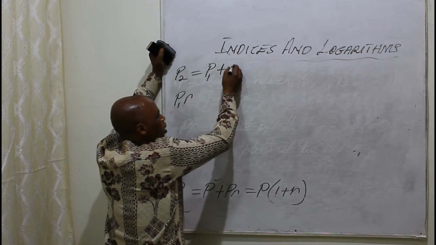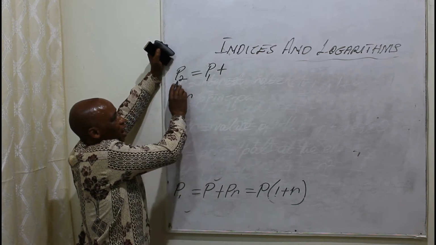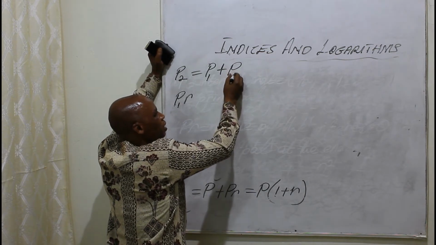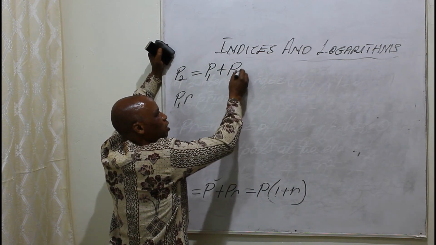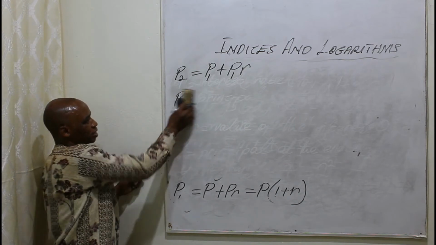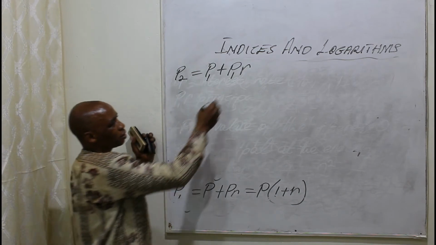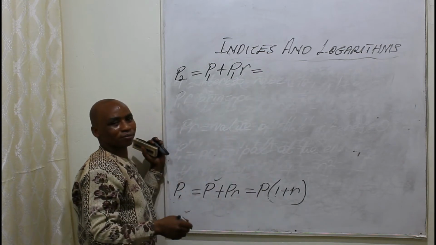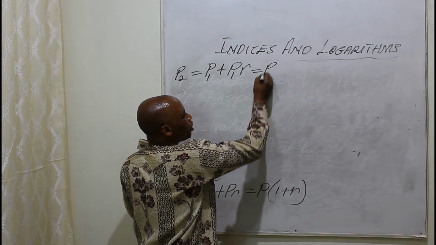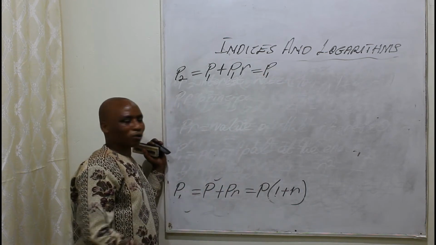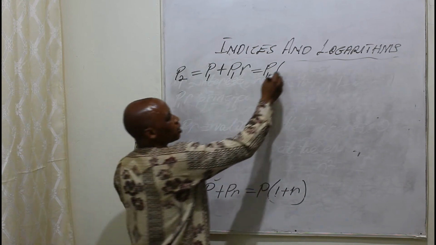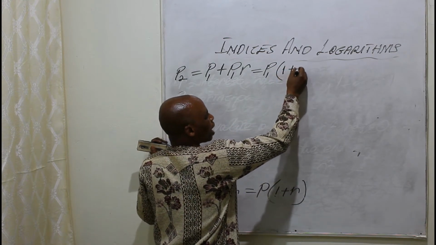So in fact, we are going to get the principal at the end of the second year will be P1 plus P1R. And with this, you can go ahead and say it will be P1, we factorize P1 out. Then what will be inside will be 1 plus R.